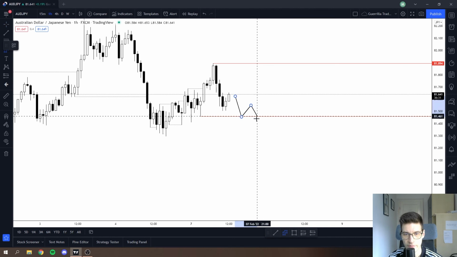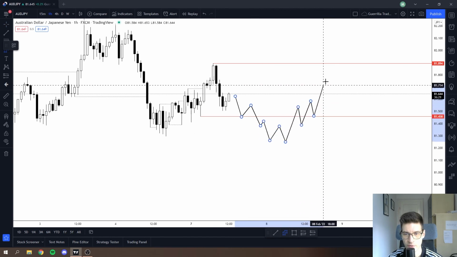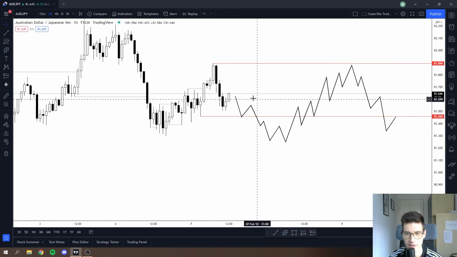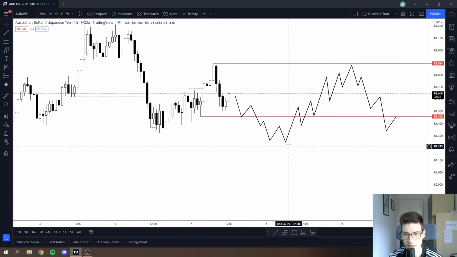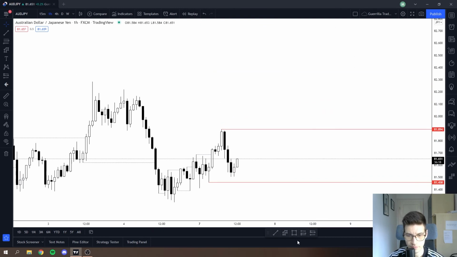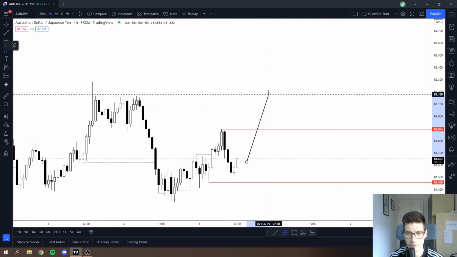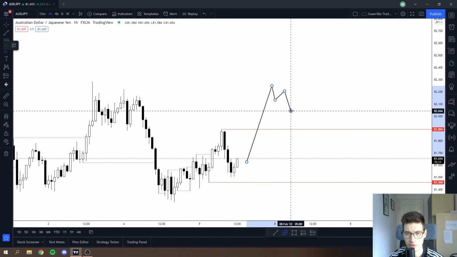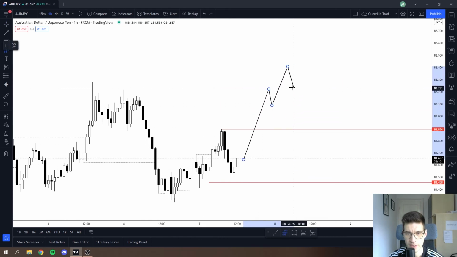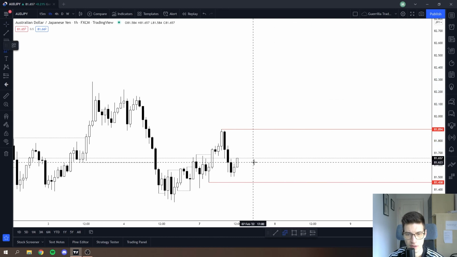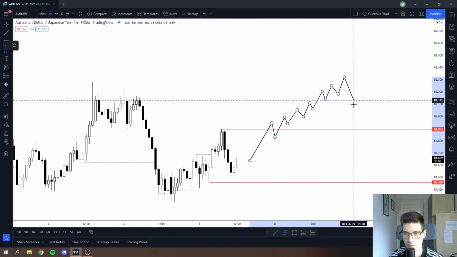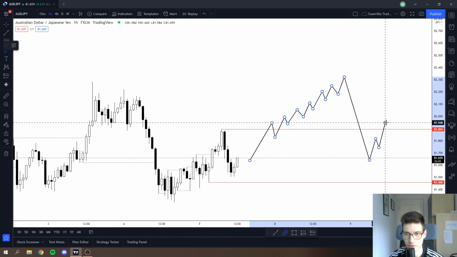Or maybe we form a descending and then form more of this range, so an ascending into descending into another ascending structure. That is also a possibility. I would also look, if we push to the upside, to look for a long trade, or if we push to the upside, get a break and a retest entry, or maybe we get an ascending structure, push to the downside and look for a flag to go short.